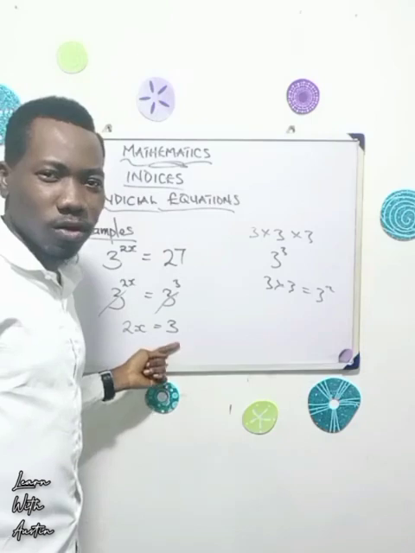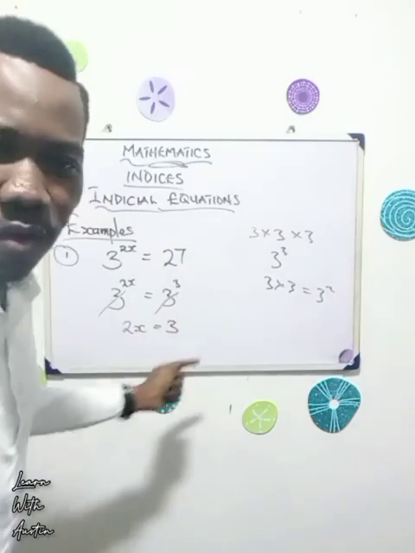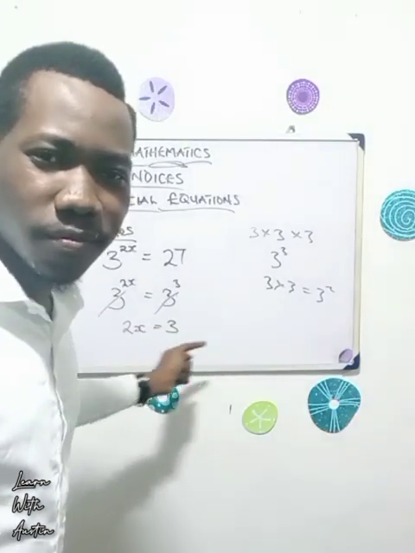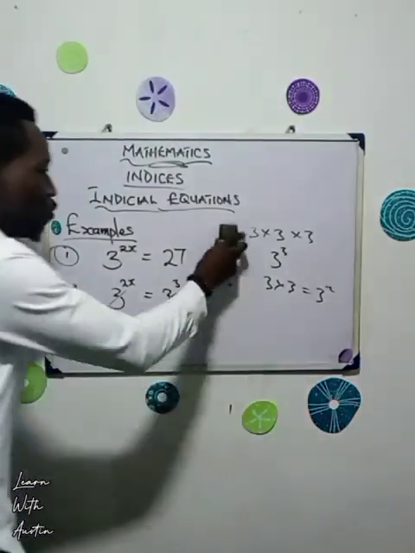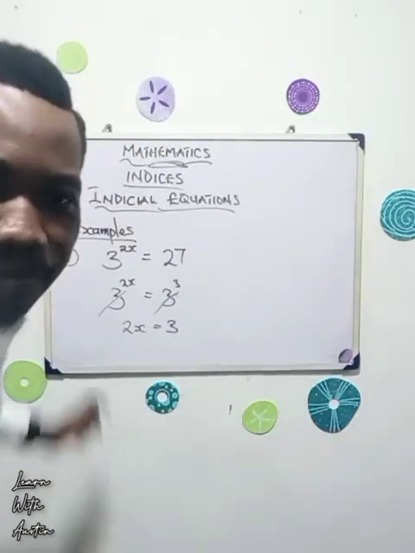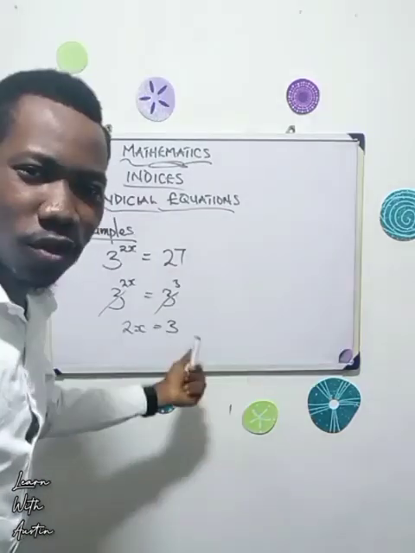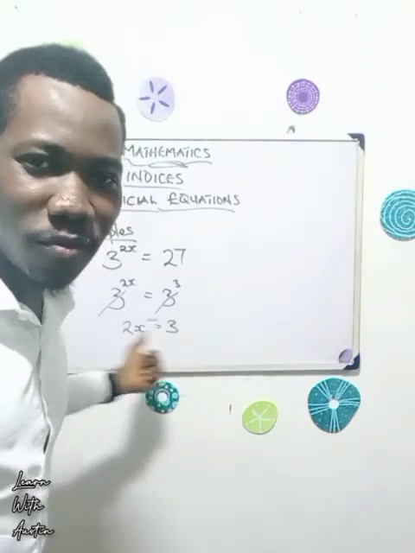Now, this has brought us to what? Algebra. So what are we going to do here? Let me ask us. 2x equals 3. What are we going to do? So this is algebra. We divide by 2. Even if we divide both sides by 2.